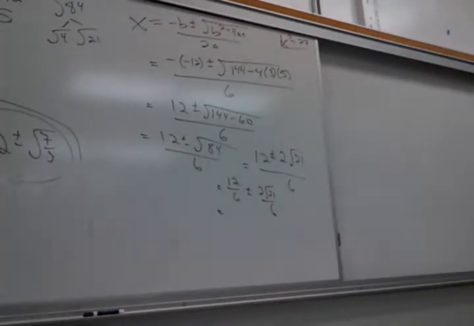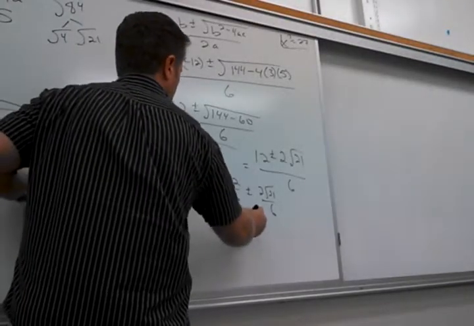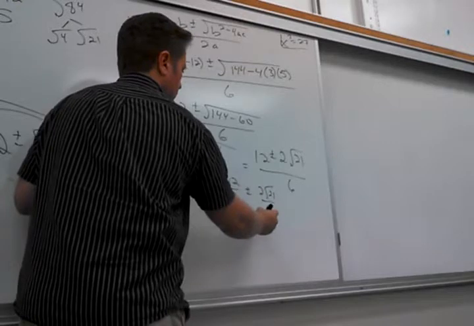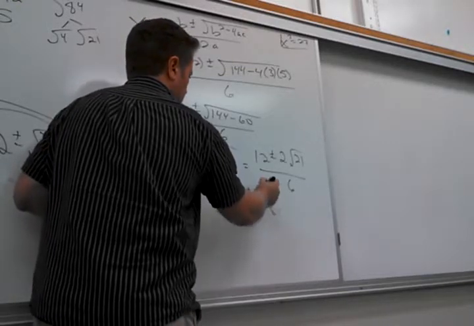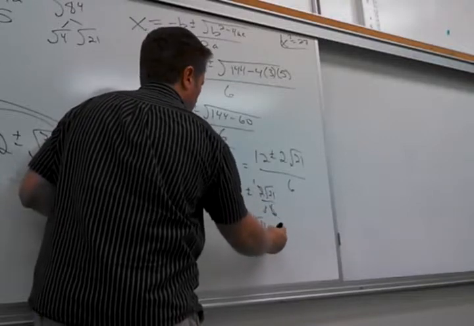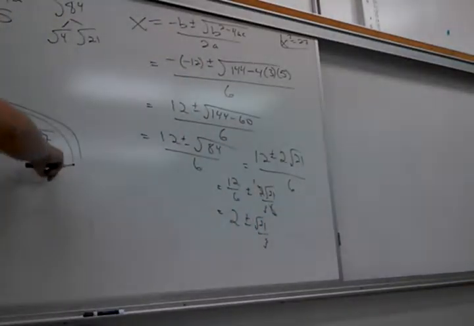12 over 6 is 2. That looks good, right? 12 over 6 is 2 plus or minus, and you leave that. 2 divided by 6, I can reduce to 1/3. So it's rad 21 over 3. Is that this? Yeah, it is.